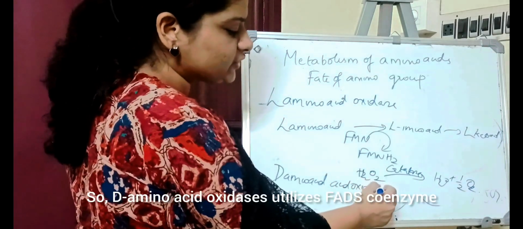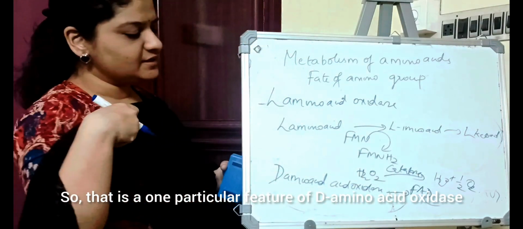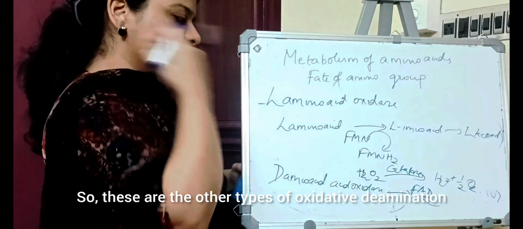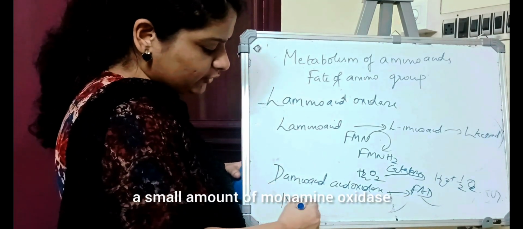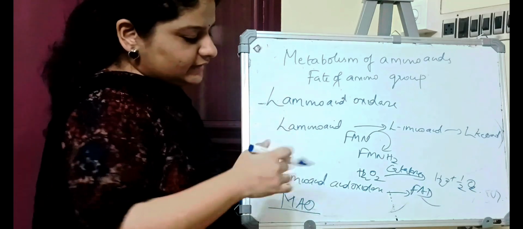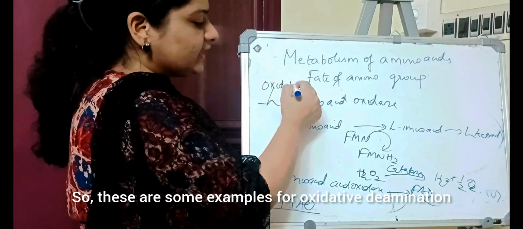So D-amino acid oxidase utilizes FAD as coenzyme. That is one peculiar feature of D-amino acid oxidase. So these are the other types of oxidative deamination. Also, a small amount of monoamine oxidase also generates ammonia in the intestinal tract. So these are some examples of oxidative deamination.